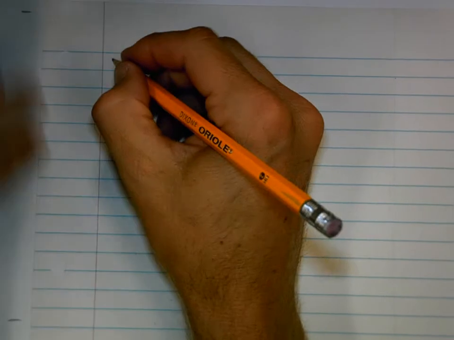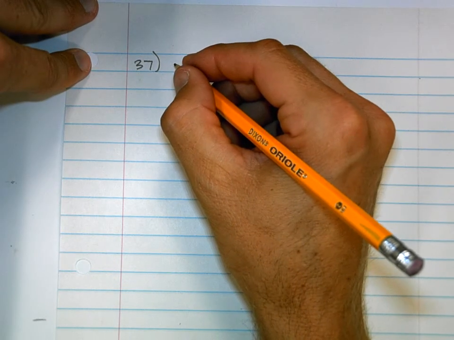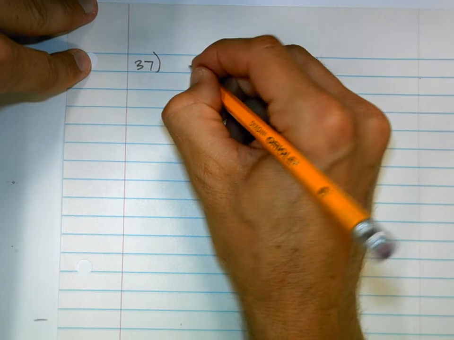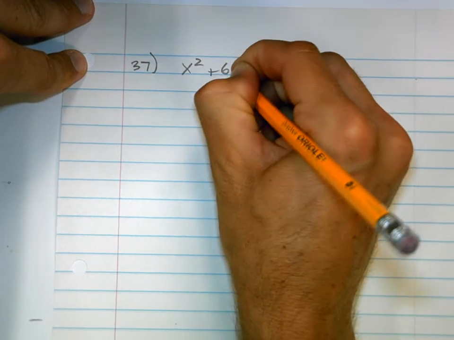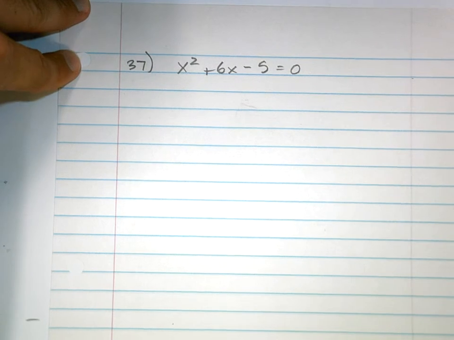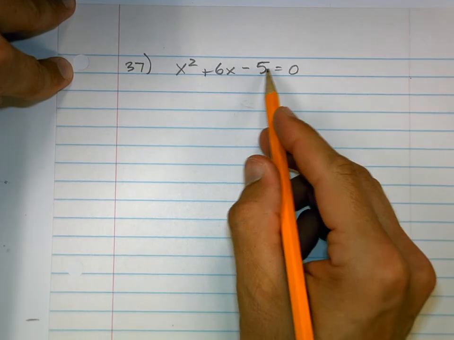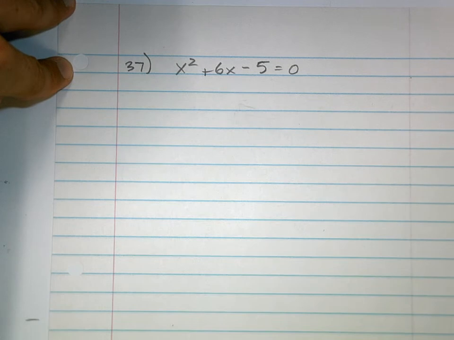37. Which one is a solution to the equation x squared plus 6x minus 5 equals 0? So in this case, you normally will look at the trinomial, say what multiplies to negative 5 and adds to positive 6. Nothing does. So then I've got to do the quadratic.